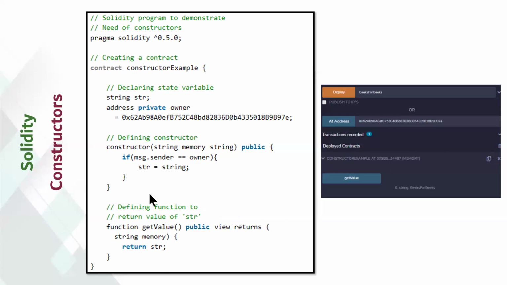So in summary, this contract demonstrates the use of the constructor to initialize a state variable str with a value provided during contract deployment. The constructor ensures that only the contract owner, which is specified by the owner address, can assign a value to str. And the getValue function allows anyone to retrieve the value of str without modifying it.